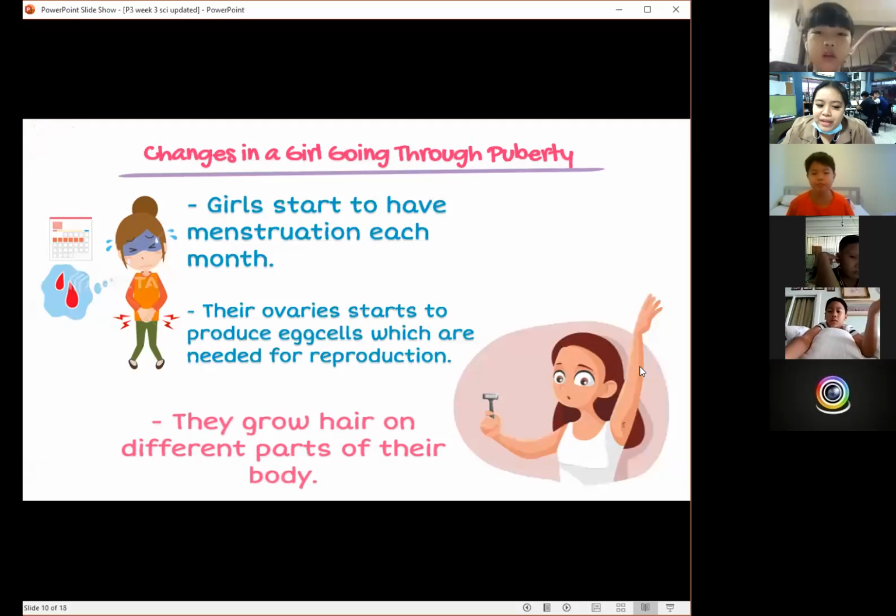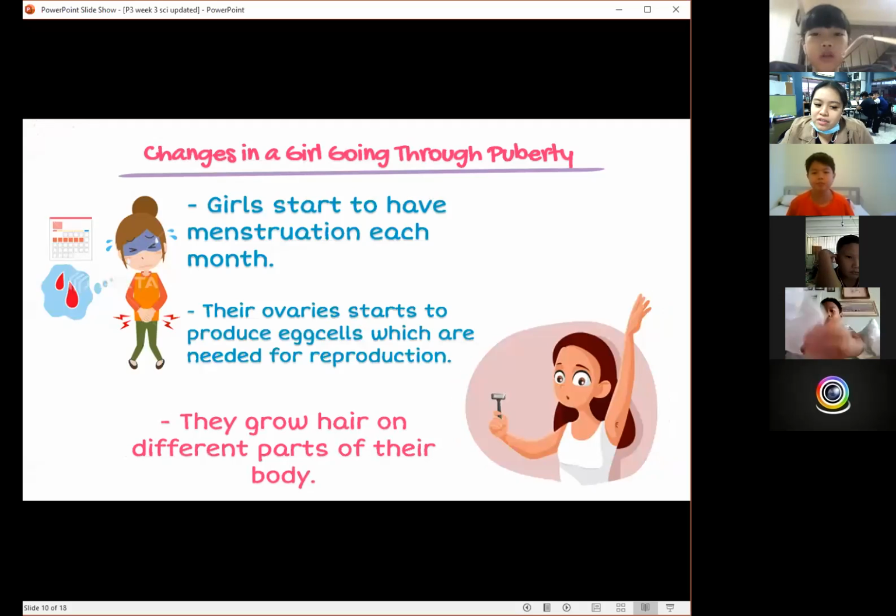Okay. Next one, they grow hair on different parts of their body. Just like boys, girls also grow underarm hair. Yes, we also have underarm hair. Try to ask your mom.